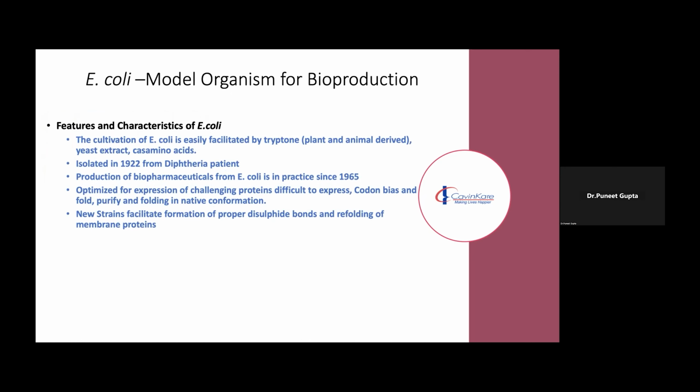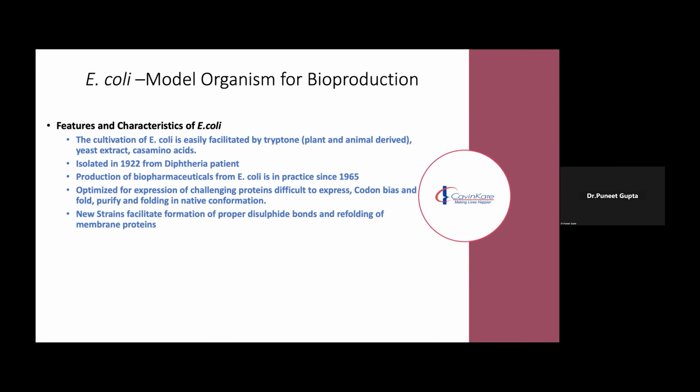Cultivation of E. coli is very easy, and you can do it using plant and animal derived yeast extract and casamino acids. It was isolated in 1922 from a diphtheria patient, and it's in use for production of biopharmaceuticals, starting from insulin to various vaccines and subunit vaccines. And production in E. coli is not a very difficult task.